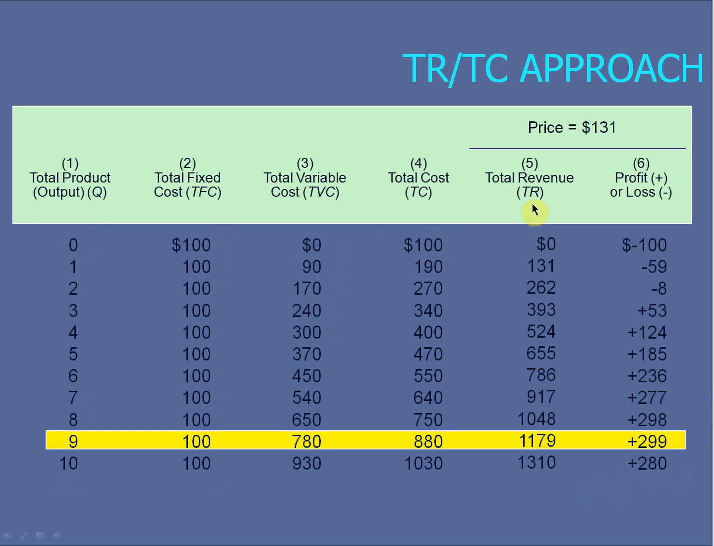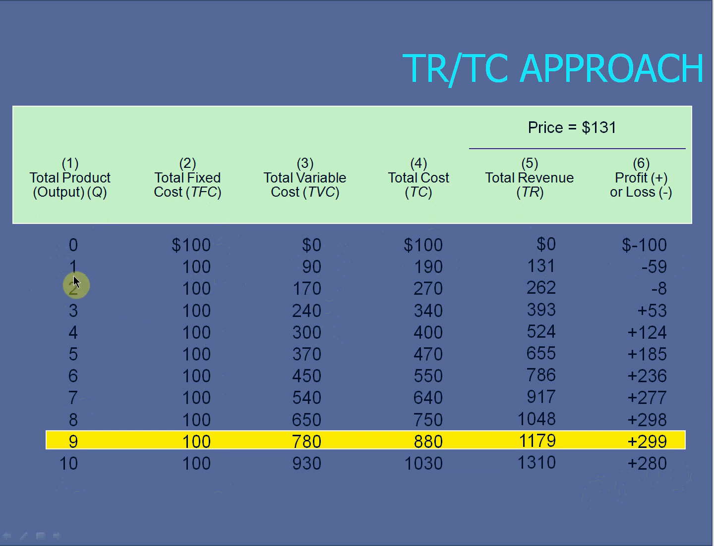Here we have the total revenue figure. Remember that profit is maximized where the gap between total revenue and total cost is the largest. Here we can look at it more clearly. If we take total revenue and subtract total cost, we can get the specific profit calculation for that level of production. More precisely, when output is 0, costs are 100, and revenue being 0 gives us a profit or loss of $100.